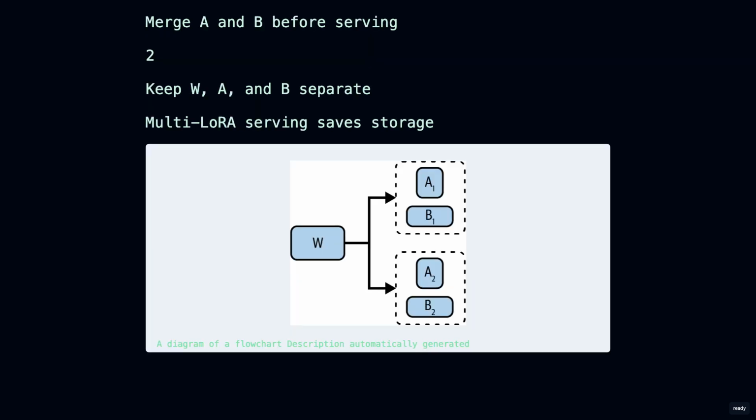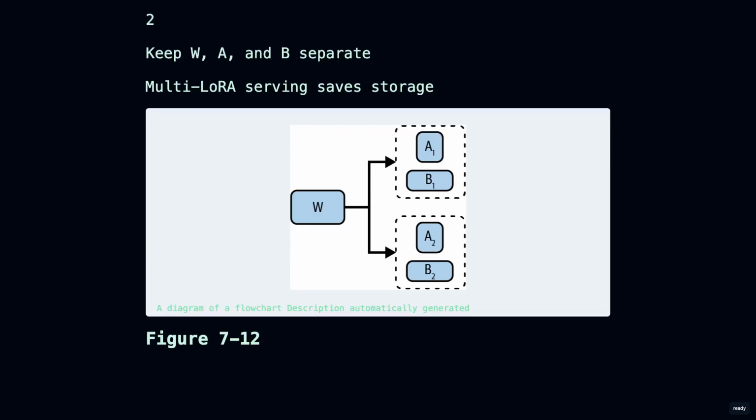This flowchart shows the multi-LoRA setup. The key thing to notice is that one base model can support many task-specific adapters, which makes deployment much more modular. That reuse is the main reason multi-LoRA serving is attractive. You trade a bit of runtime overhead for much simpler storage and task switching.